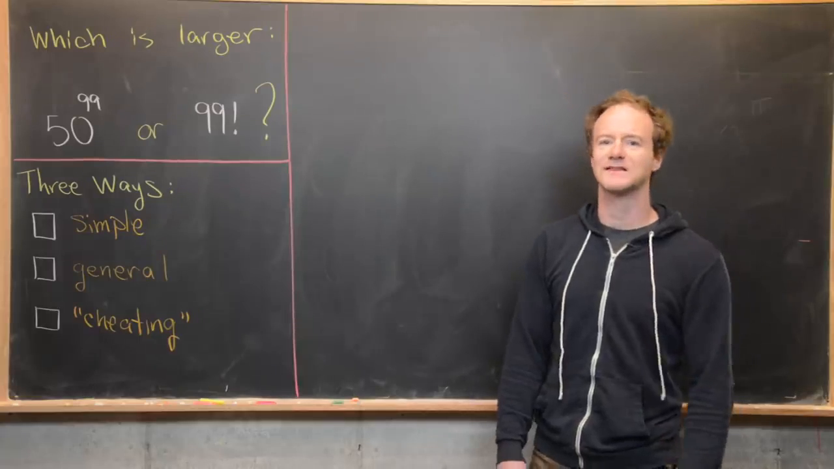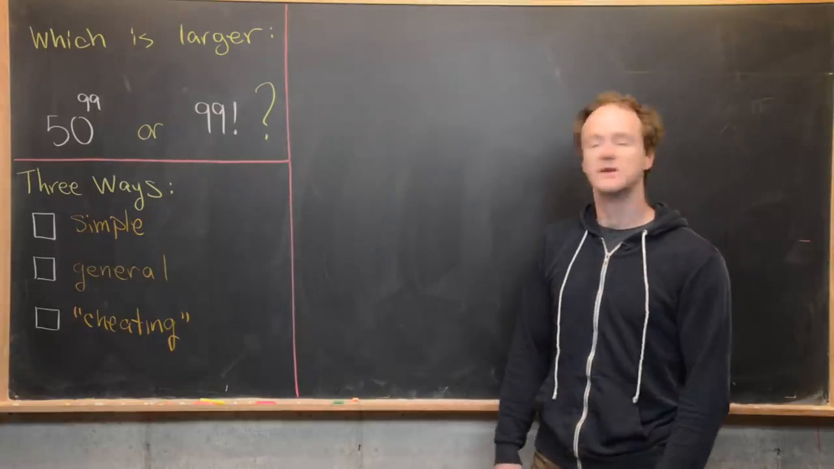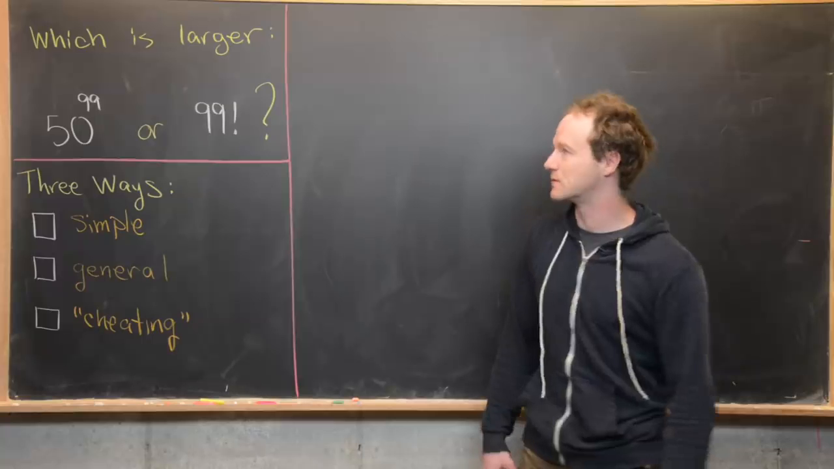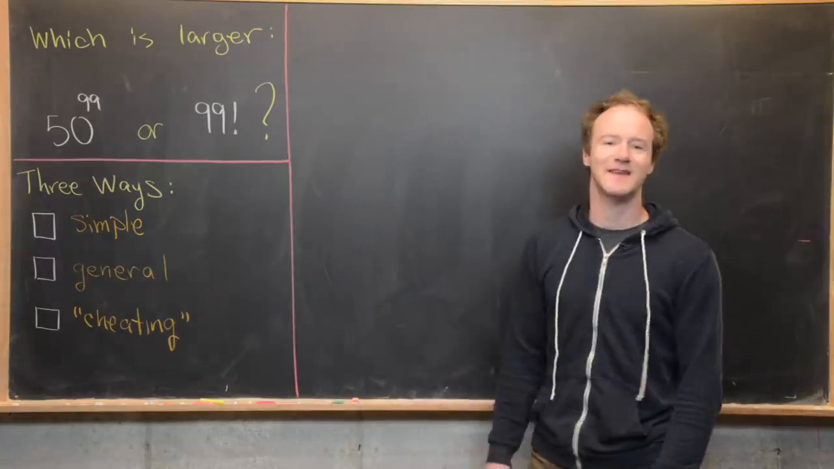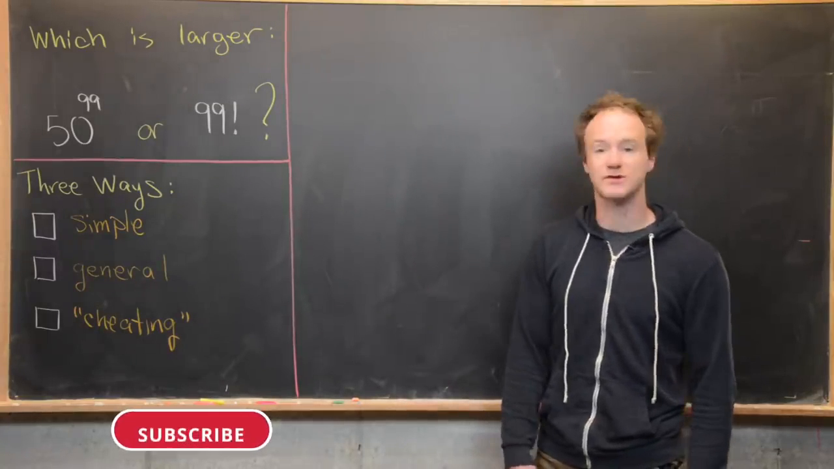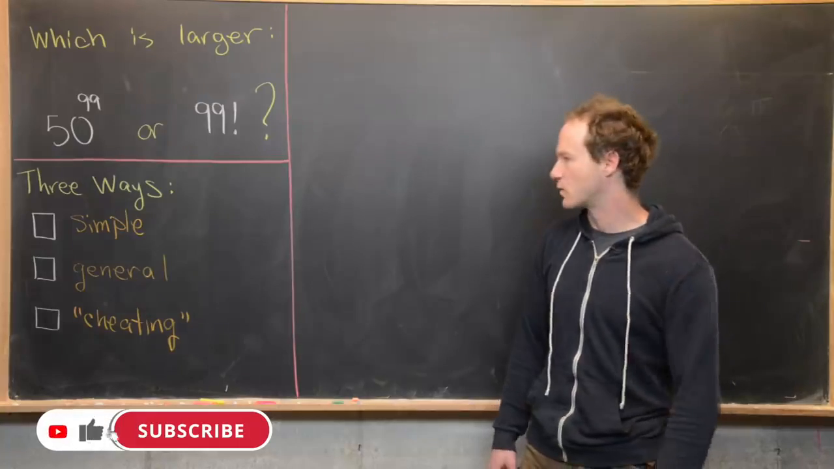Here we're going to look at a classic type of arithmetic puzzle. We want to determine which one of these numbers is larger, 50 to the 99 or 99 factorial. We're going to do this three different ways.